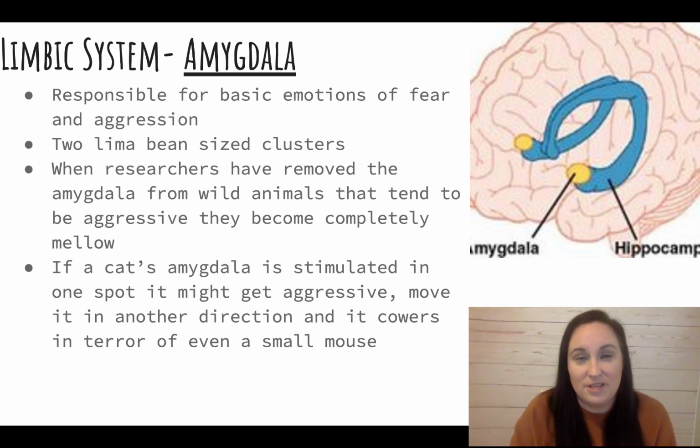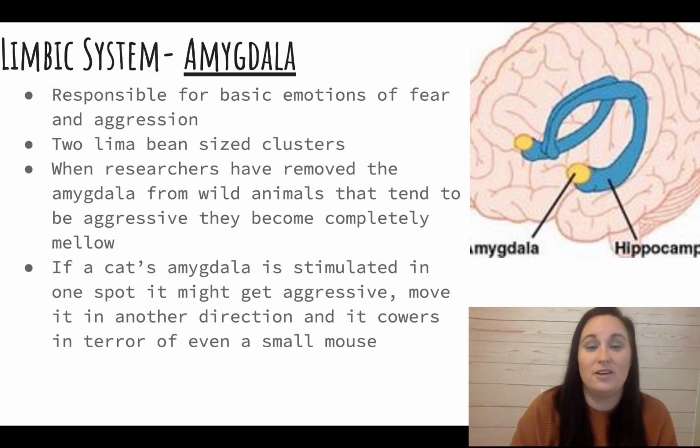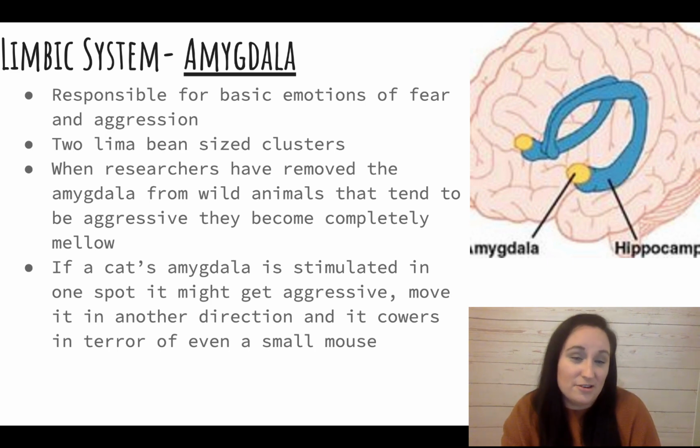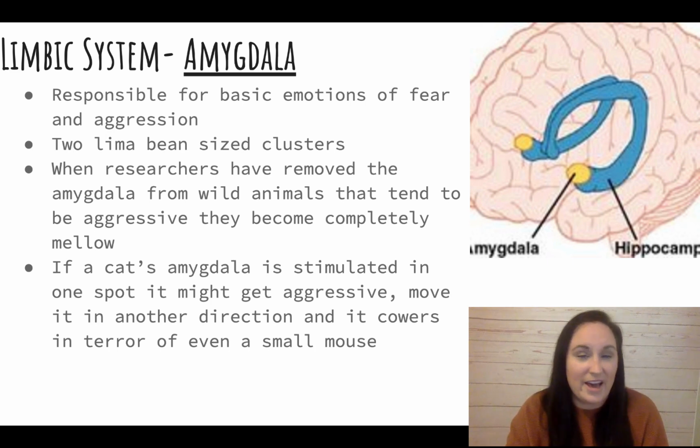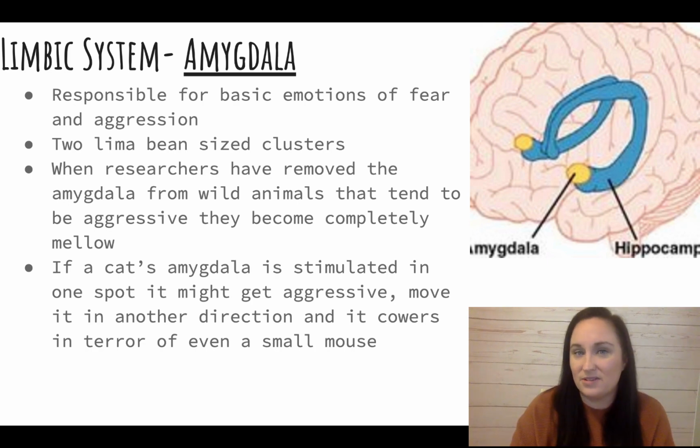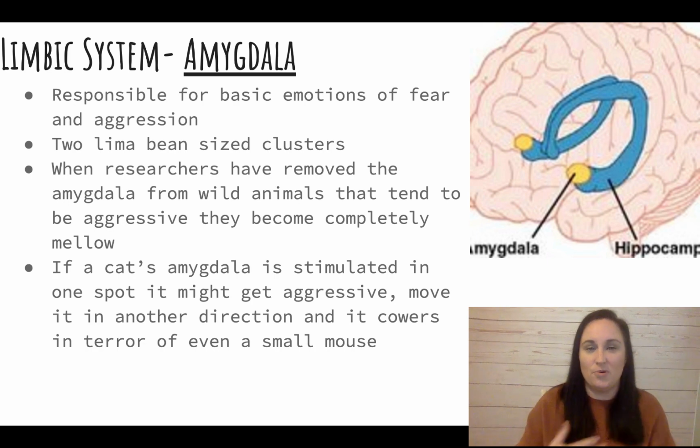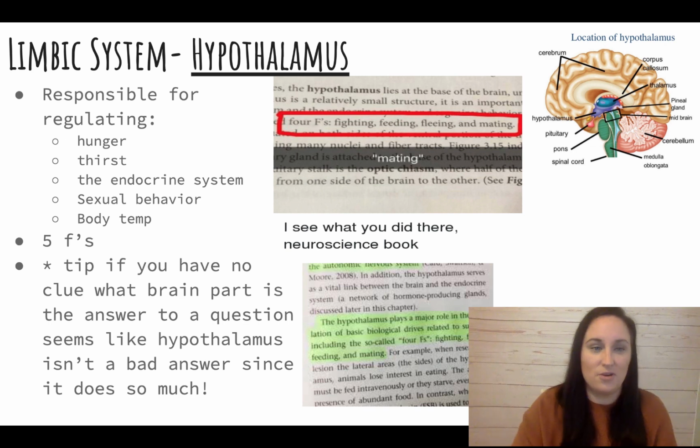So if a cat's amygdala is stimulated, the opposite of a lesion, right? If it's stimulated, then it could become aggressive. But if you move it a little bit in another direction, it will cower at the sight of a mouse. So it's both of those emotions going on there.